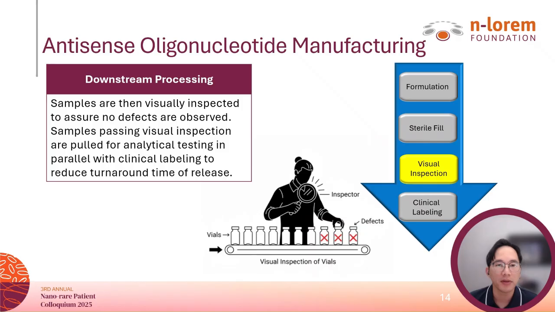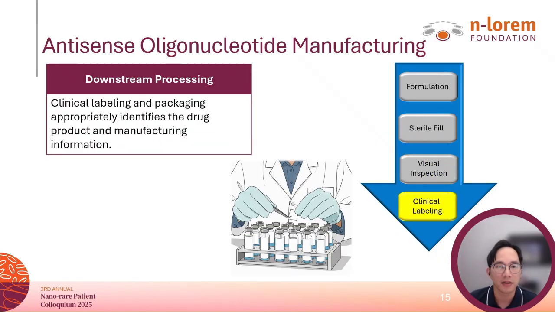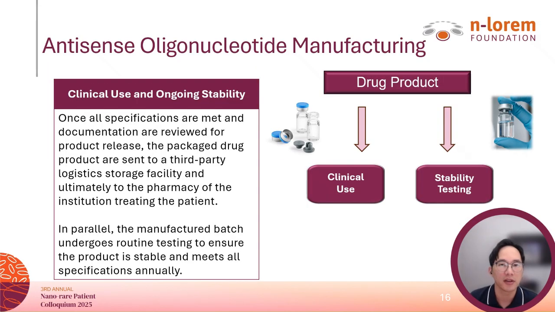Samples are then visually inspected to assure no defects are observed. Samples passing visual inspection are pulled for analytical testing in parallel, with clinical labeling to reduce turnaround time of release. The vials passing inspection then move on to clinical labeling and packaging, which aid to appropriately identify the drug product and manufacturing information. Once all specifications are met and documentation are reviewed for product release, the packaged drug products are sent to a third-party logistics storage facility and ultimately to the pharmacy of the institution treating the patient. In parallel, the manufactured batch undergoes routine testing to ensure the product is stable and meets all specifications annually.